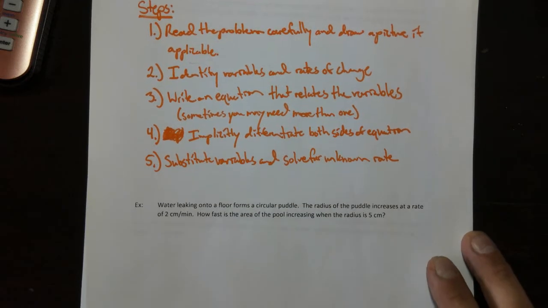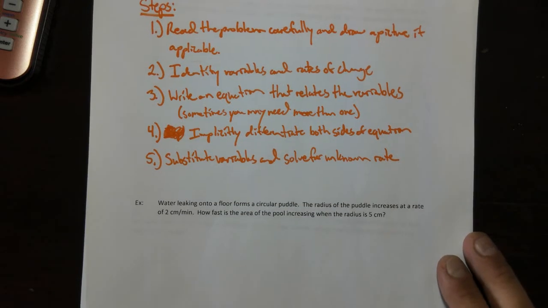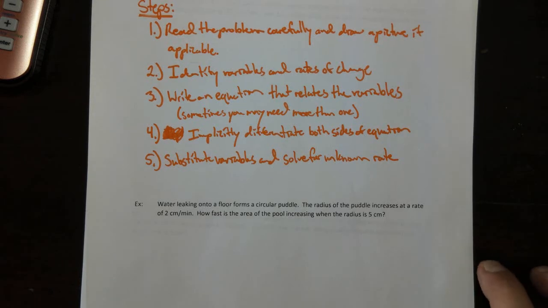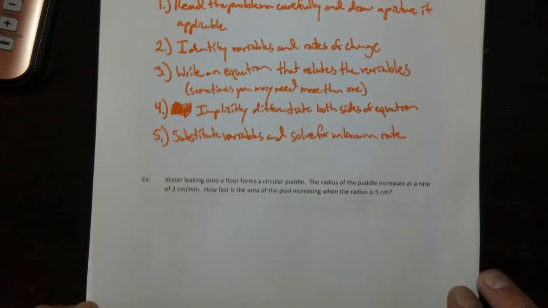And then step 4, implicitly differentiate both sides of the equation. So this is just implicit differentiation. And then step 5, substitute variables and solve for the unknown rate. So let's get into this.